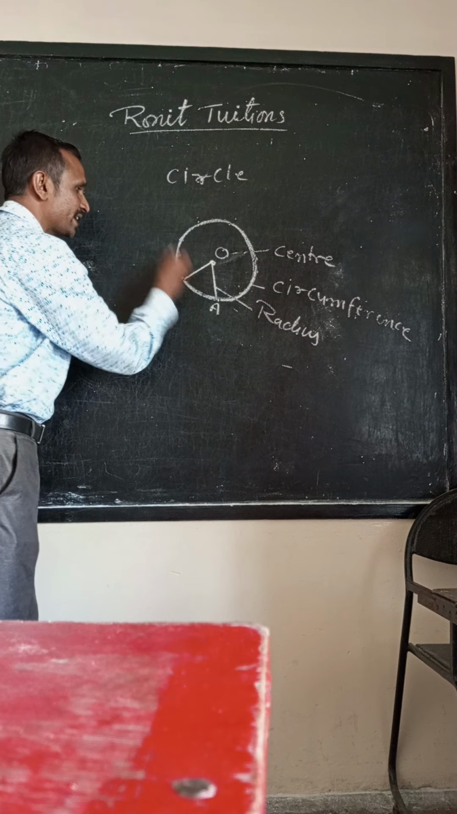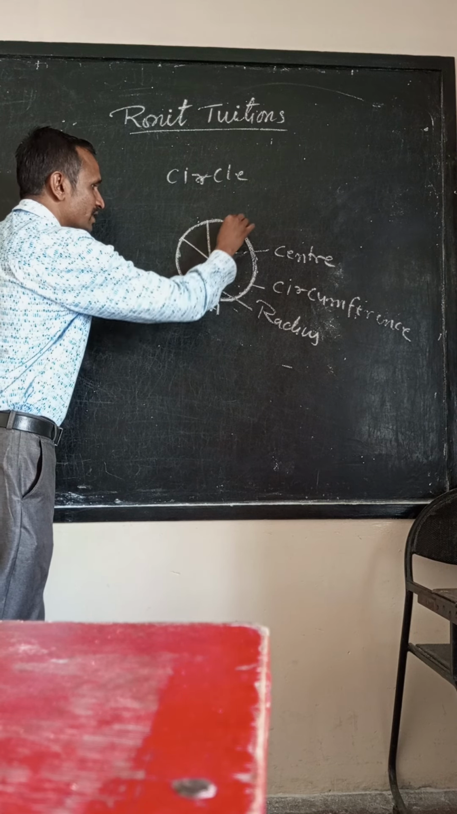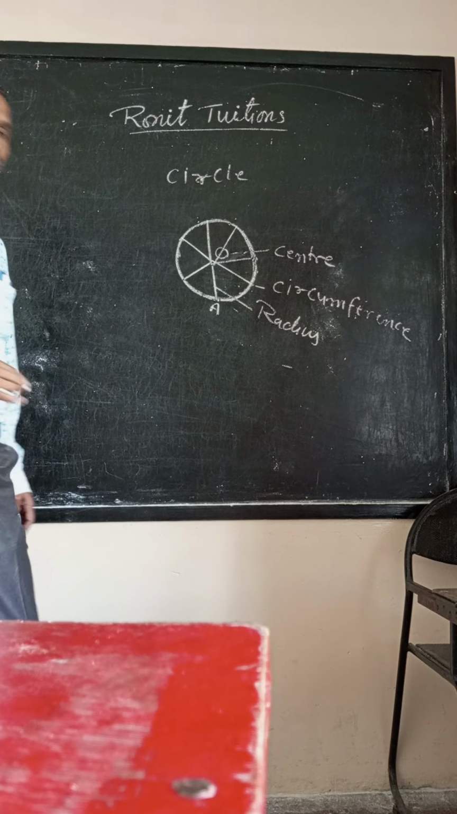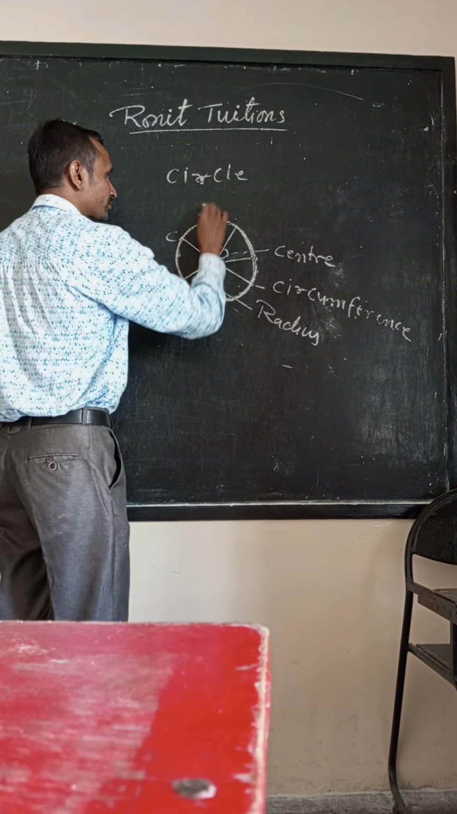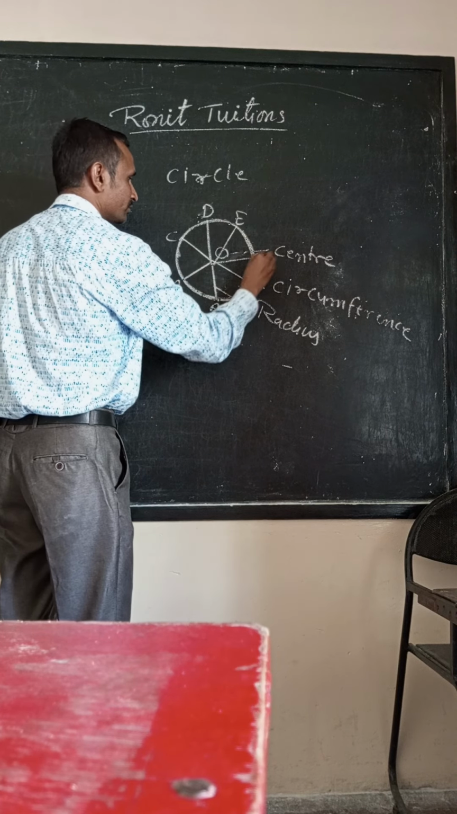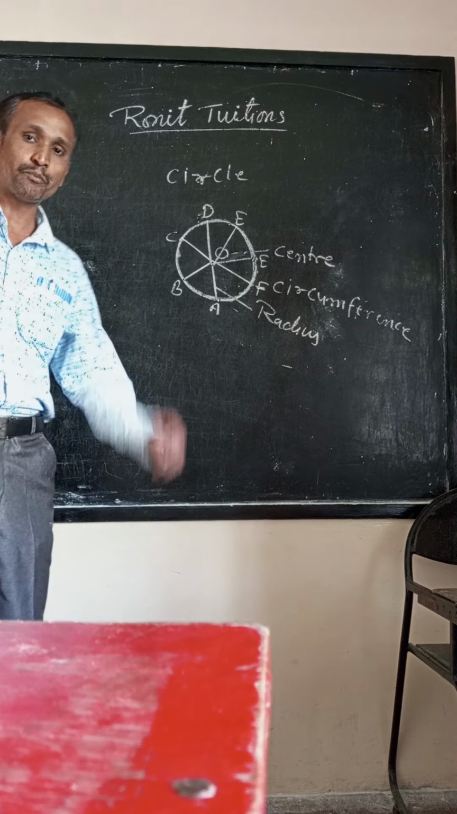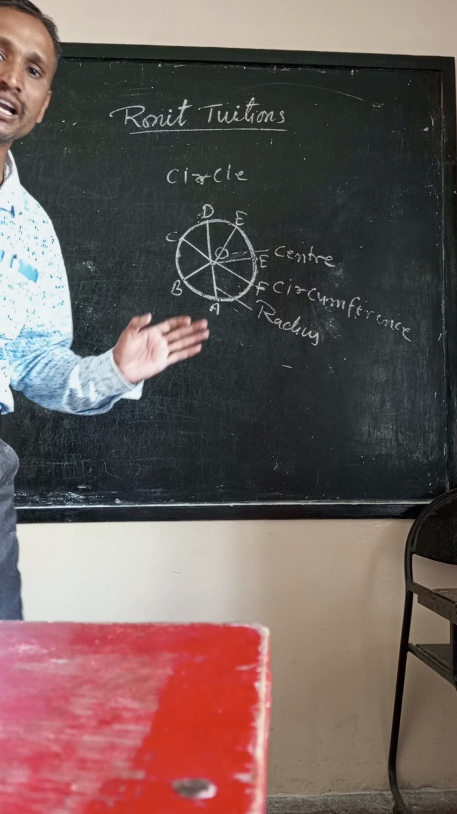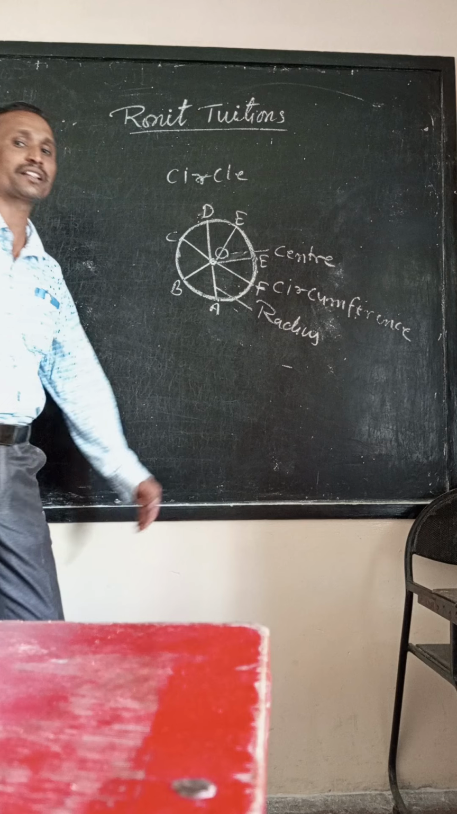This also can be a radius, and this also, and this also. All are radii. The line joining a point on the circumference with the center is called the radius. And all radii are equal.